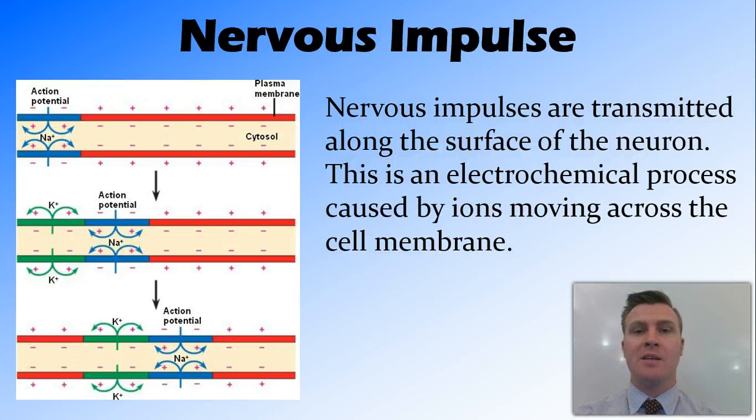Signals are transmitted along the surface of a neuron using an electrochemical process. What this involves is the movement of sodium and potassium ions in and out of the cell to cause a change in the electrical potential between the inside of the cell and the outside of the cell. And this is a chain reaction that propagates the signal from the dendrite along the cell body and down the axon to the next neuron.